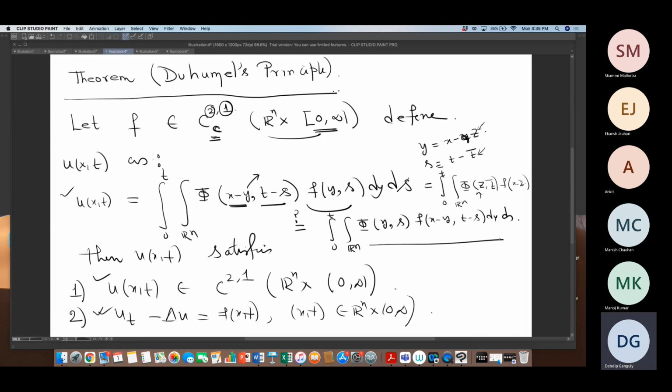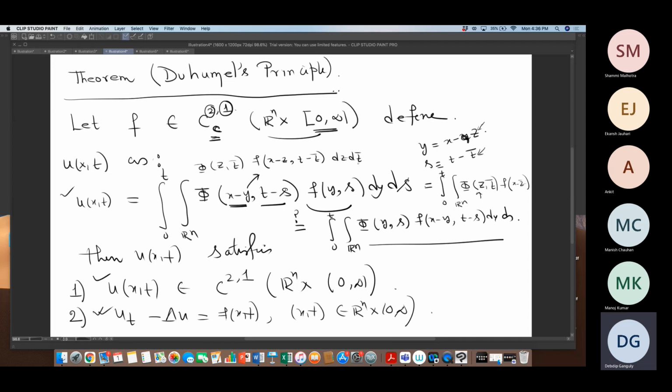What happened? Is that clear? This is a very simple argument. Let's put y equal to x minus z. So this will be z comma t, sorry, z comma t bar. This will be p of z comma t bar, this will be f of x minus z, t minus t bar, dz dt bar.